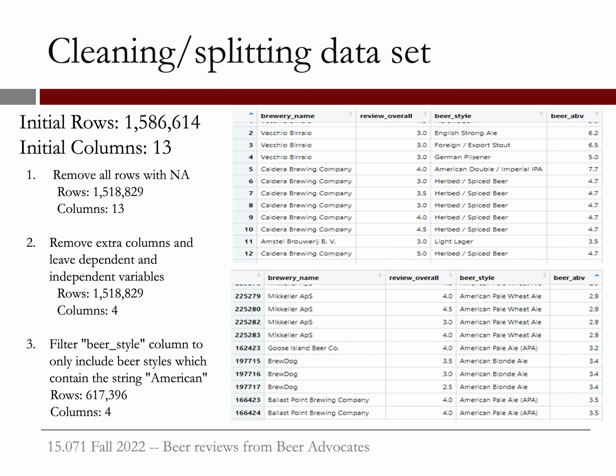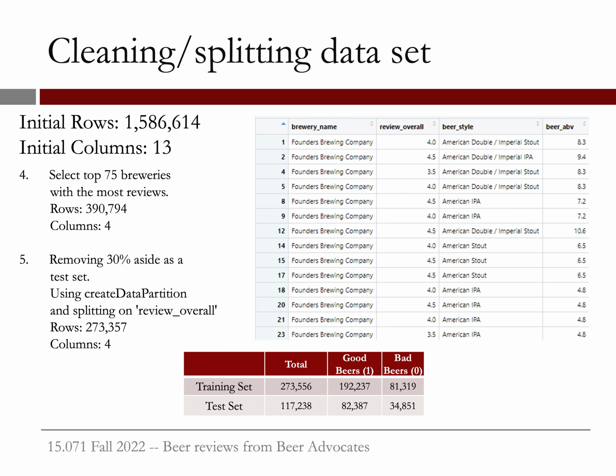The first thing was to filter all of the beer types to only include beer styles that included the word American in them. So pretty much all of the American style ales were left. And then we also had to limit the number of breweries to the top 75 breweries. This really didn't change the overall size of the data set too much. We still had about 390,000 reviews to work with to train the model and whatnot.